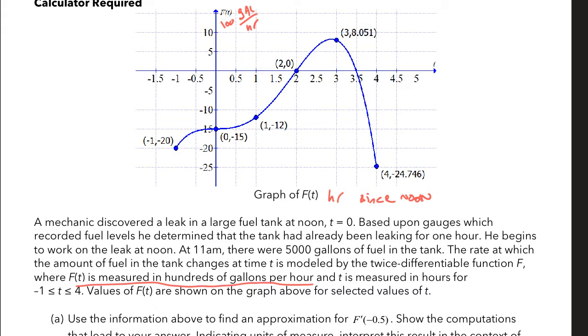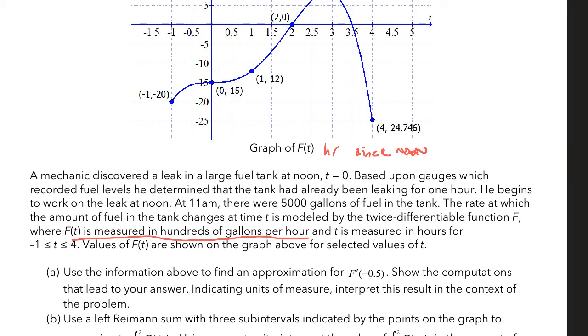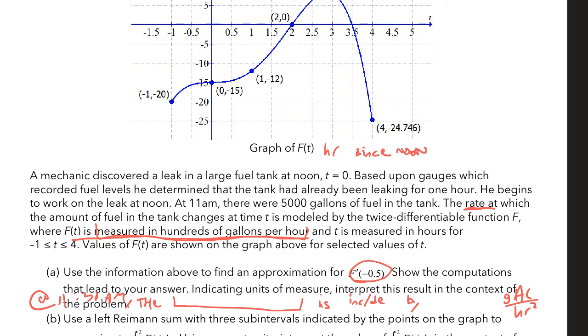That would mean that, anytime it says to interpret a derivative, I would say the y variable is increasing or decreasing by this many gallons per hour squared at 11:30 a.m. F is measured in hundreds of gallons per hour, so it's the rate of change of fuel in the tank. Something to that effect. Now, how are we going to find it?